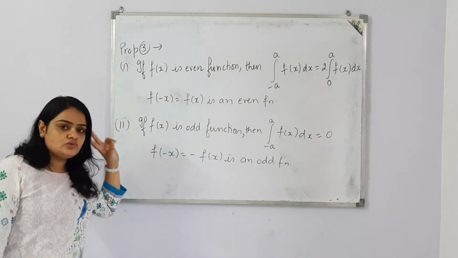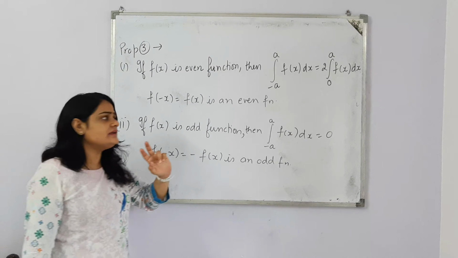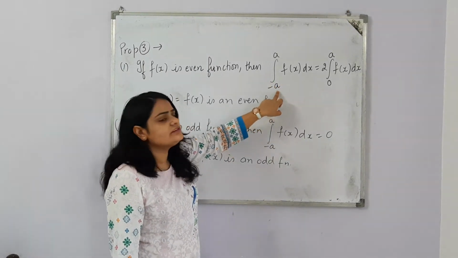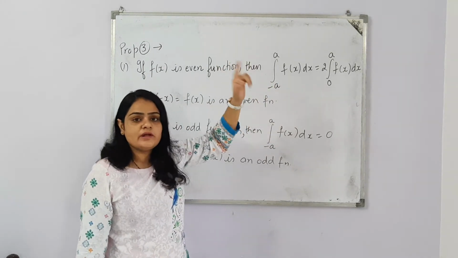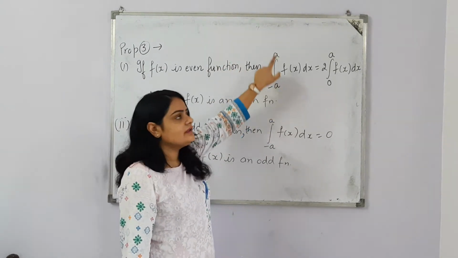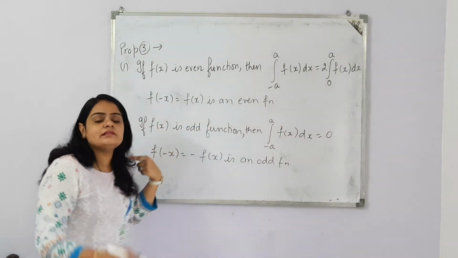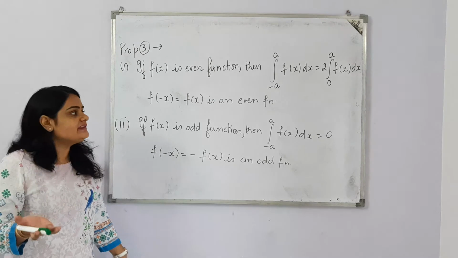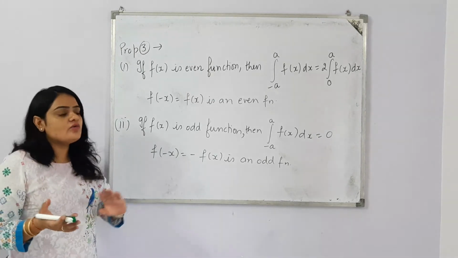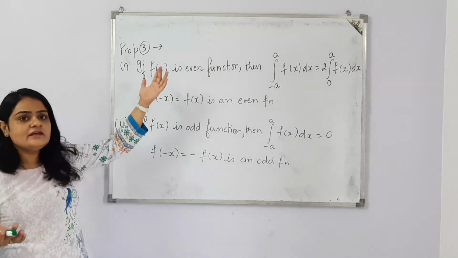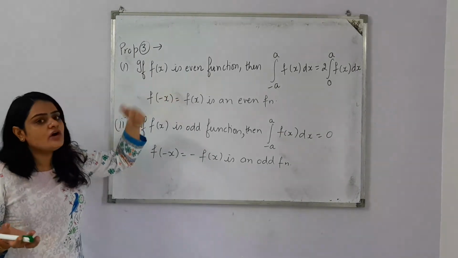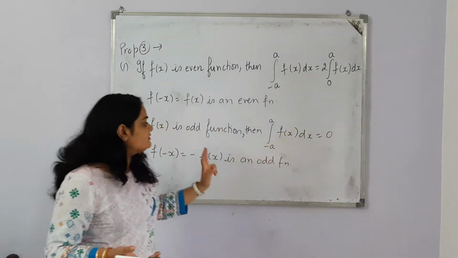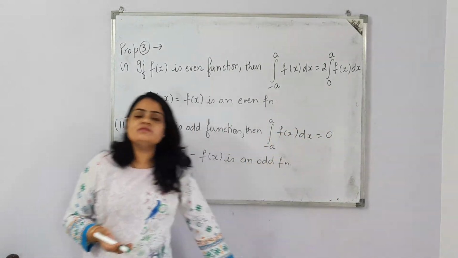So there are two things that we can take. First of all, we need to watch the limits. If the limits are minus a to a, that means here it is negative, here it is positive, but the limits are the same in magnitude, like minus 2 to 2, minus pi by 2 to pi by 2. Then we can think about whether the function is even or odd. If the function is even, we can apply this property. If the function is odd, then directly it becomes 0.